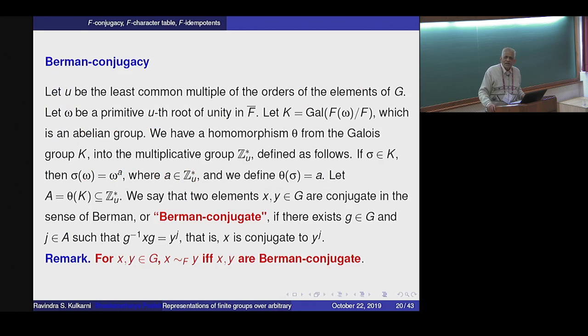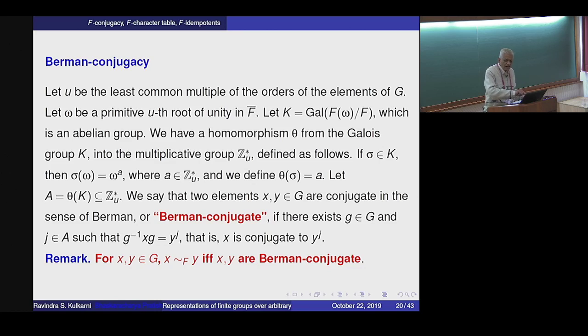Now, Berman defined conjugacy in a different way. It's useful for actual computations, but it's more complicated. So let U be the least common multiple of the orders of elements of G. Let omega be a primitive Uth root of unity in F bar, and let K be the Galois group of F(omega) over F, which is an abelian group.